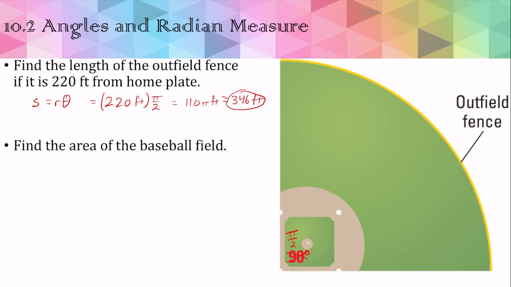Well, how about the area of the ball field? That's a sector, so the area is 1/2 the radius squared times theta. So it's 1/2 times 220 feet squared times my angle, make sure it's still in radians, which gives us 12100 pi feet squared. Run that through your calculator and you get approximately 38013 square feet.